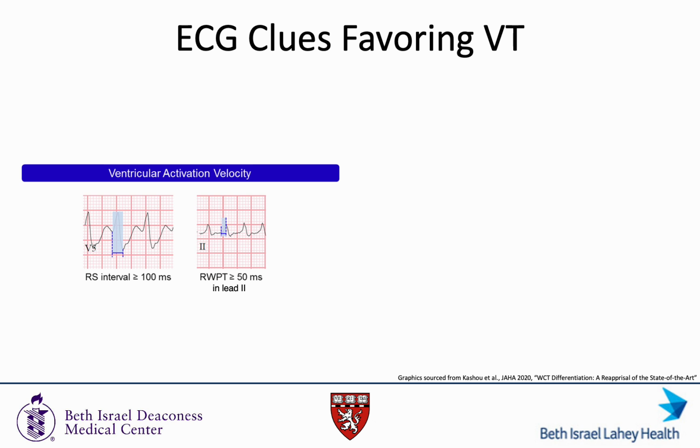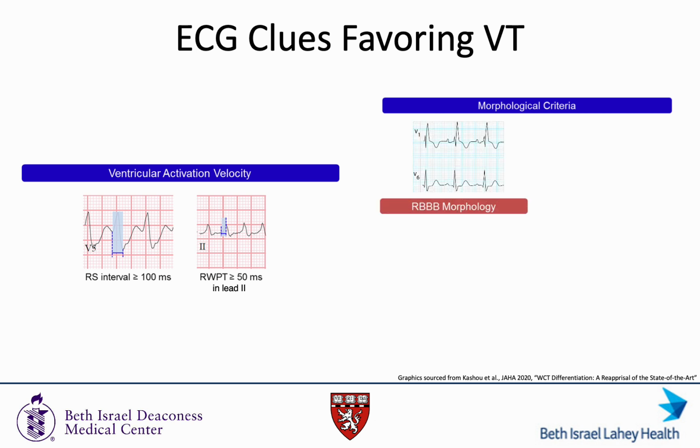We're also going to talk about some morphology-specific criteria. Take a look at the particular wide complex rhythm you're examining and decide whether it fits either a right bundle branch or a left bundle branch morphology, then look at the corresponding criteria. If your wide complex rhythm happens to look more like a right bundle branch block, there are certain morphologies in V1 and V2 that studies have shown are more common in ventricular tachycardia. For example, a monophasic R wave, QR complexes, or a classic RSR prime or bunny ears morphology, where specifically the left bunny ear looks bigger than the right one, that's more suggestive of VT.